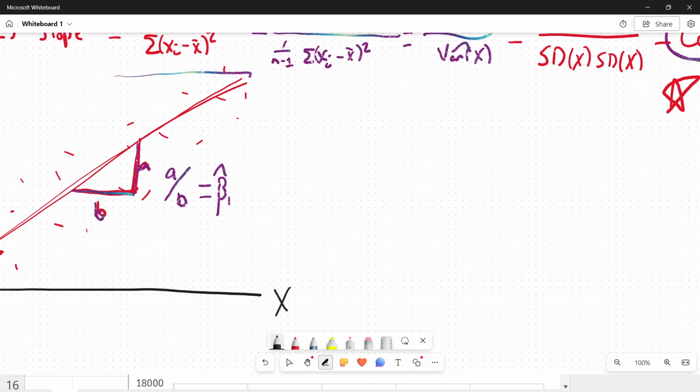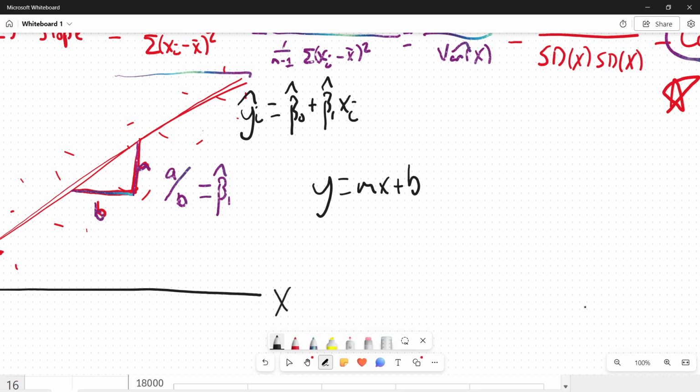which, to be frank, I might as well just put up here. So I'll say yi hat is equal to beta 0 hat plus beta 1 hat xi. You'll recognize this from regular geometry as essentially slope-intercept form, where we would say y is equal to mx plus b, slope-intercept. But the slope here is beta 1, and then the intercept is, of course, beta 0. So it's like intercept-slope form. It's a bit backwards, but we can make it work.